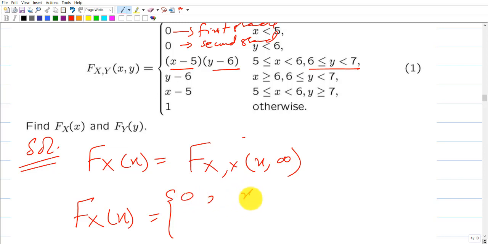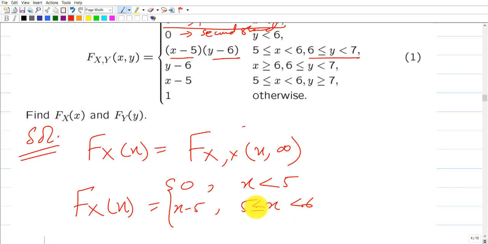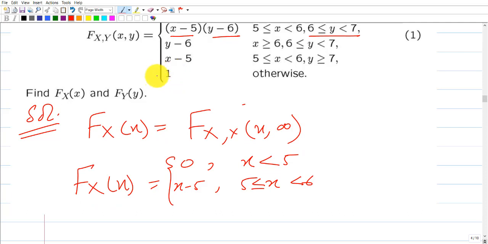0 for x less than or equal to 5, because it is for grade 1, and it would be x minus 5 for x between 5 and 6. Then obviously it would be 1 for x greater than or equal to 6. So this is the CDF of X.